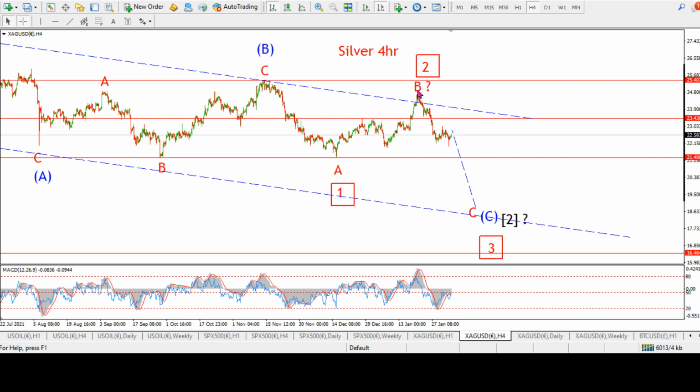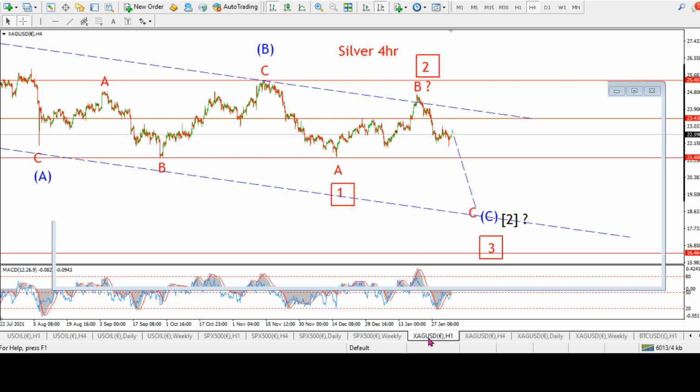The alternate count here is still valid, let's say a 1-2 pattern. I'm going to stick with the 333 here, so an ABC pattern down in wave C of 2. That still does suggest at least a break of 21.40, but probably somewhere down around $18, 17.18 to complete the C wave. So let's see how that goes.